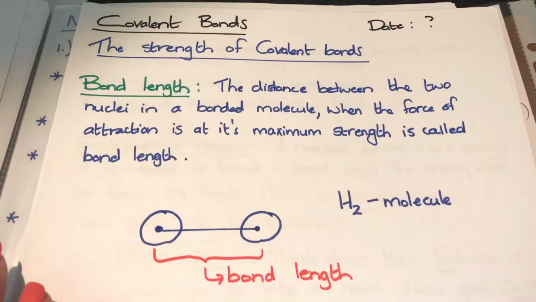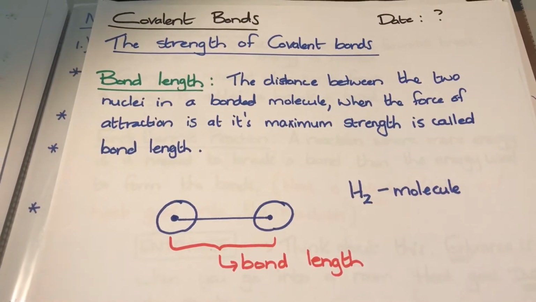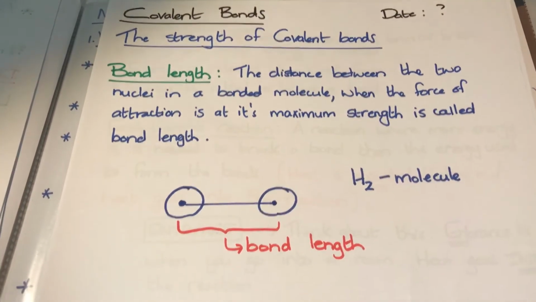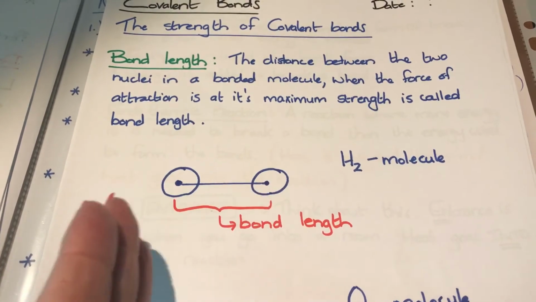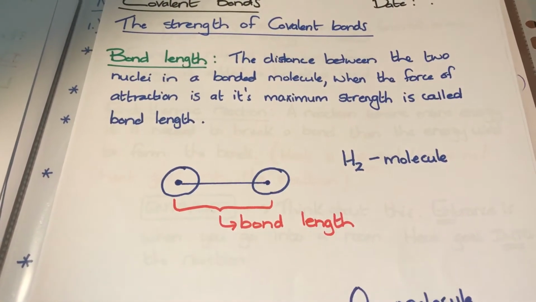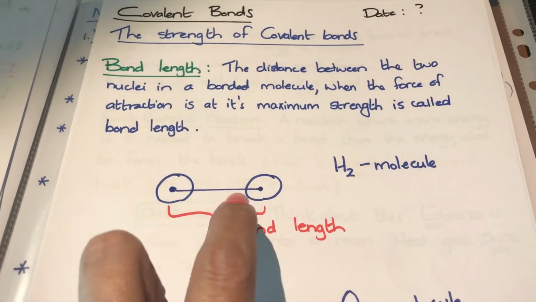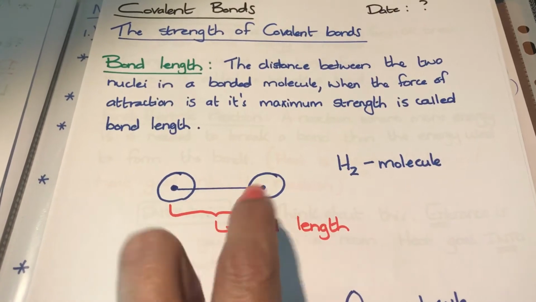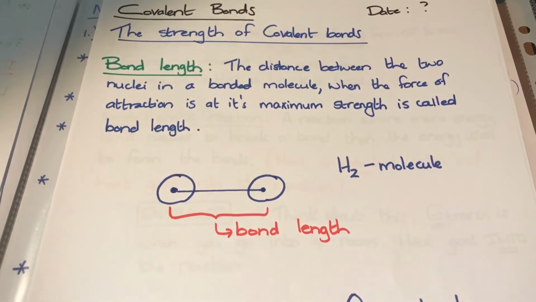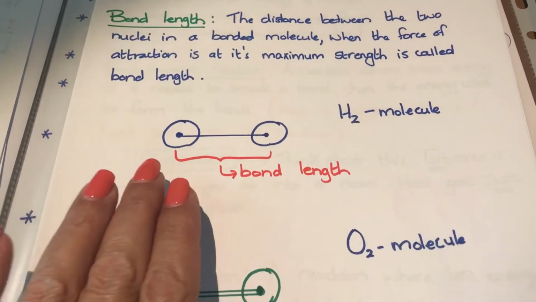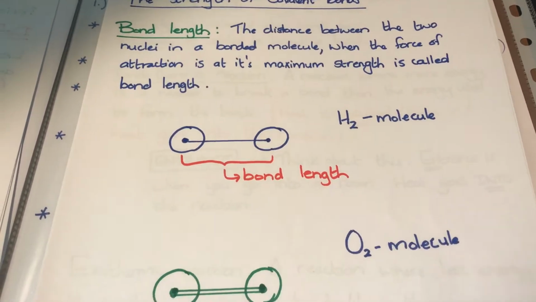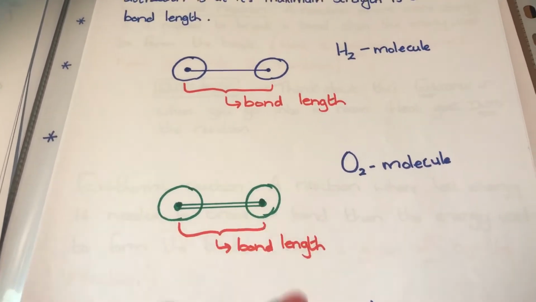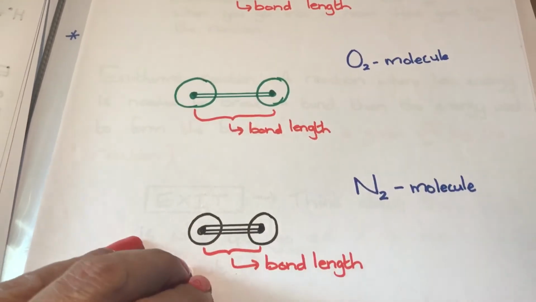So it's very important that you understand that the length of the bond is going to affect the strength of the bond. The greater the length, the weaker the strength is going to be, because they're not so close together. They're further apart. The force with which they're attracting each other is weaker, so that's why they will be further apart. So the longer the bond length, the smaller the bond strength.